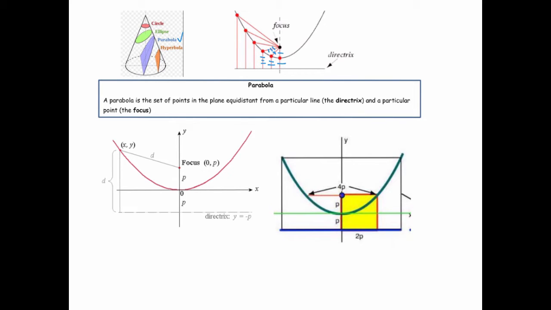When I say the distance from the point on the parabola to the directrix, we're going to use the geometric definition, which is that perpendicular distance there. So a couple of terms. The distance from the directrix to the vertex of this parabola, that length p, is called the focal length. And the chord that runs through the focus and is parallel to the directrix is called the focal width.